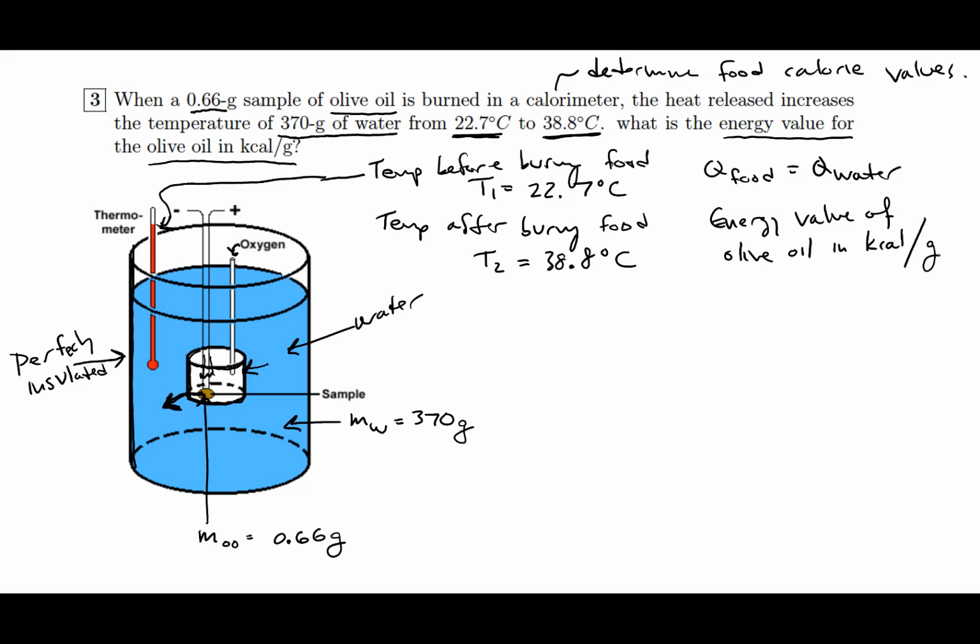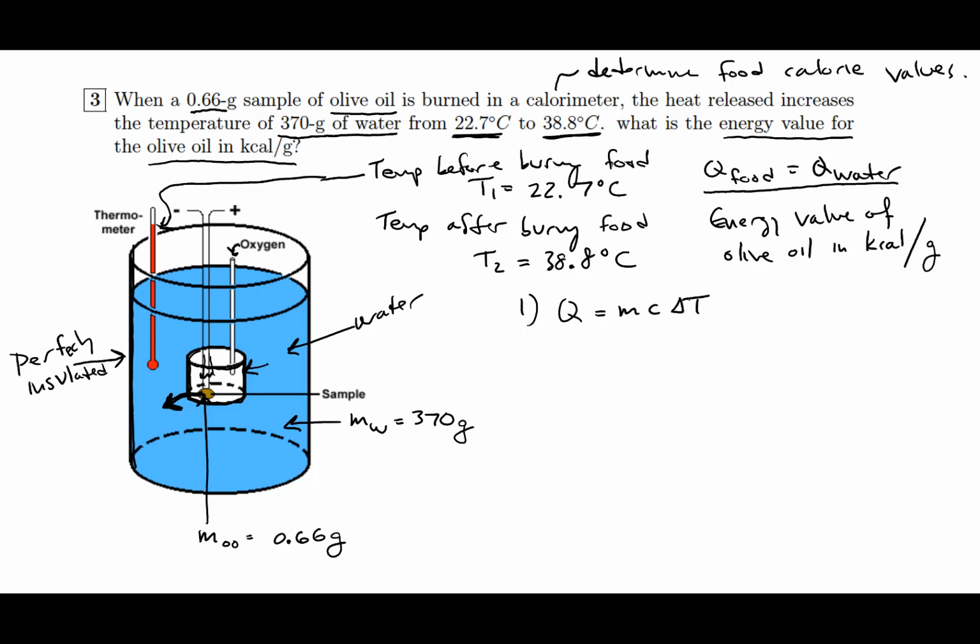So what we want to do is think about this problem in a couple of steps, just like the last one. So the first thing we want to do is figure out how much energy this olive oil lost. We can figure that out because we know that the energy lost by the olive oil is equal to the energy gained by the water. And we're given everything we need to determine what Q of the water is. So Q is equal to mcΔT.